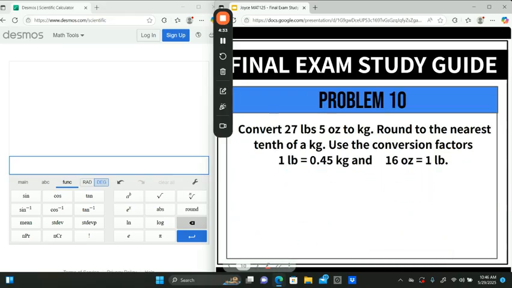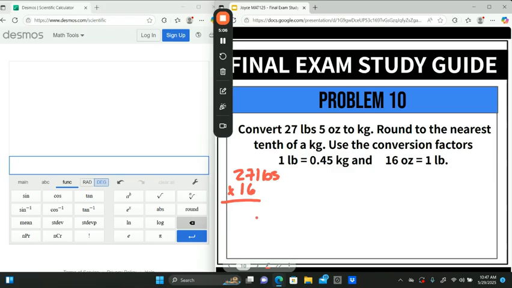Convert 27 pounds 5 ounces to kilograms. Round to the nearest tenth of a kilogram and use these conversion factors. Okay, so my starting weight here is in both pounds and ounces, and what I'm going to do is I'm going to convert both of these to just one number in ounces. So let's do that first. I've got 27 pounds, and we know that there's 16 ounces in a pound, so I'm going to multiply these together.